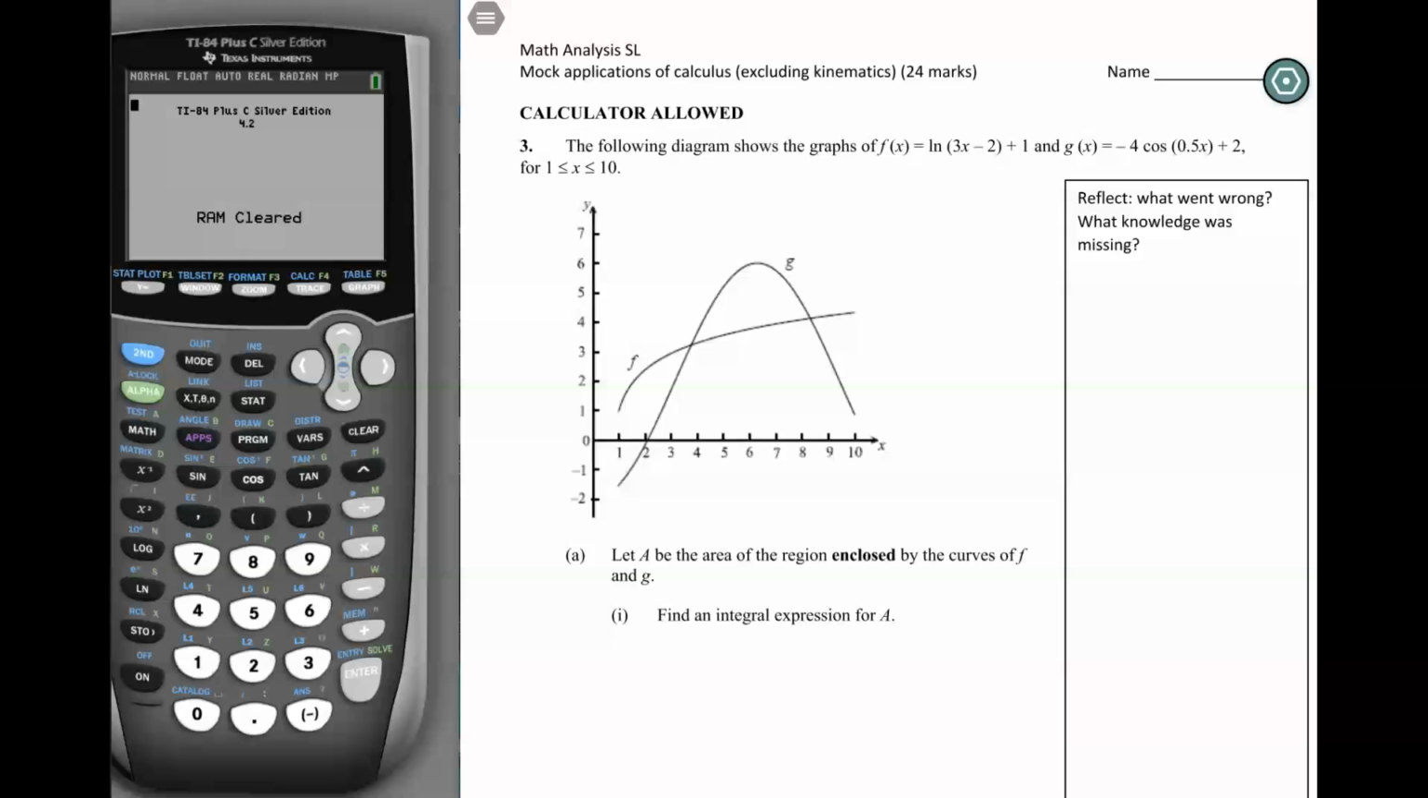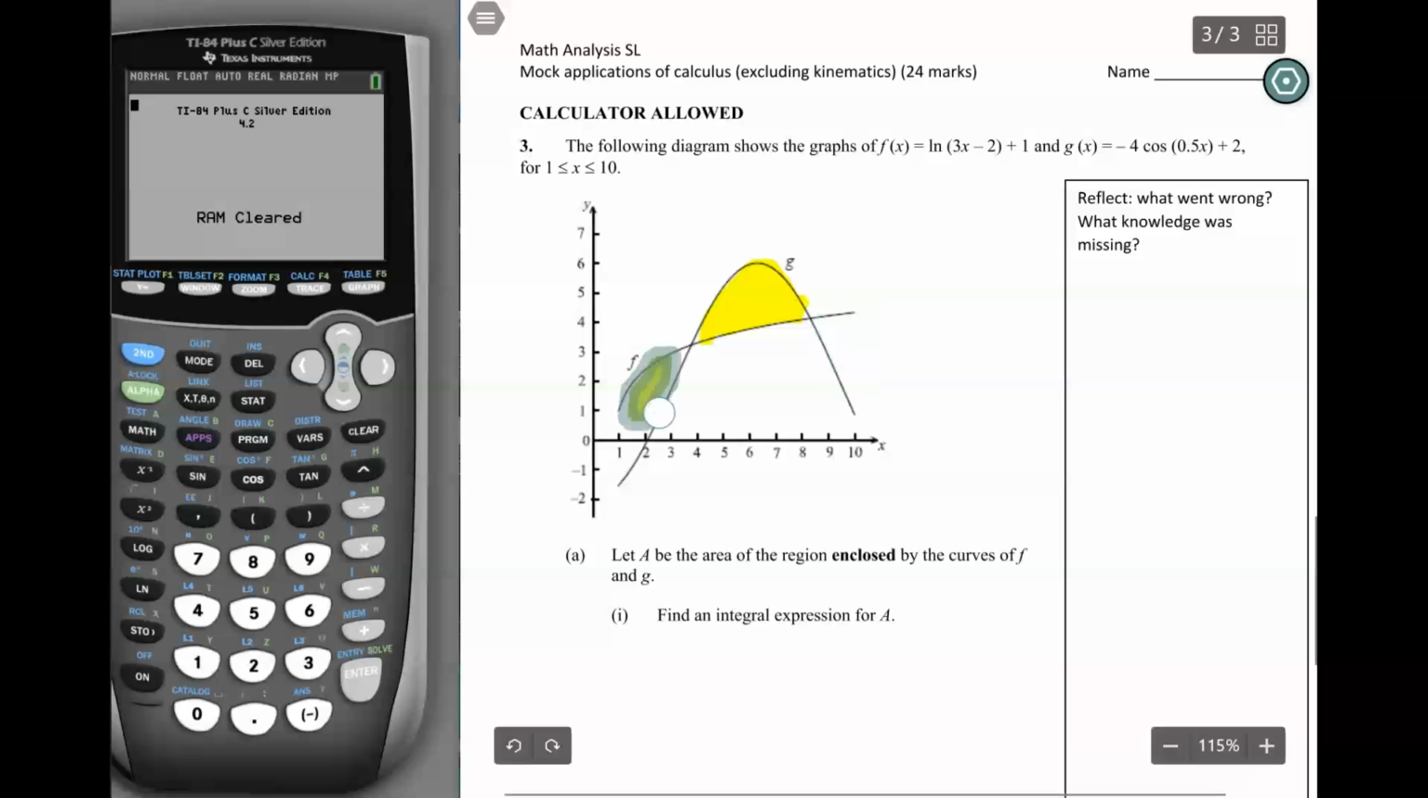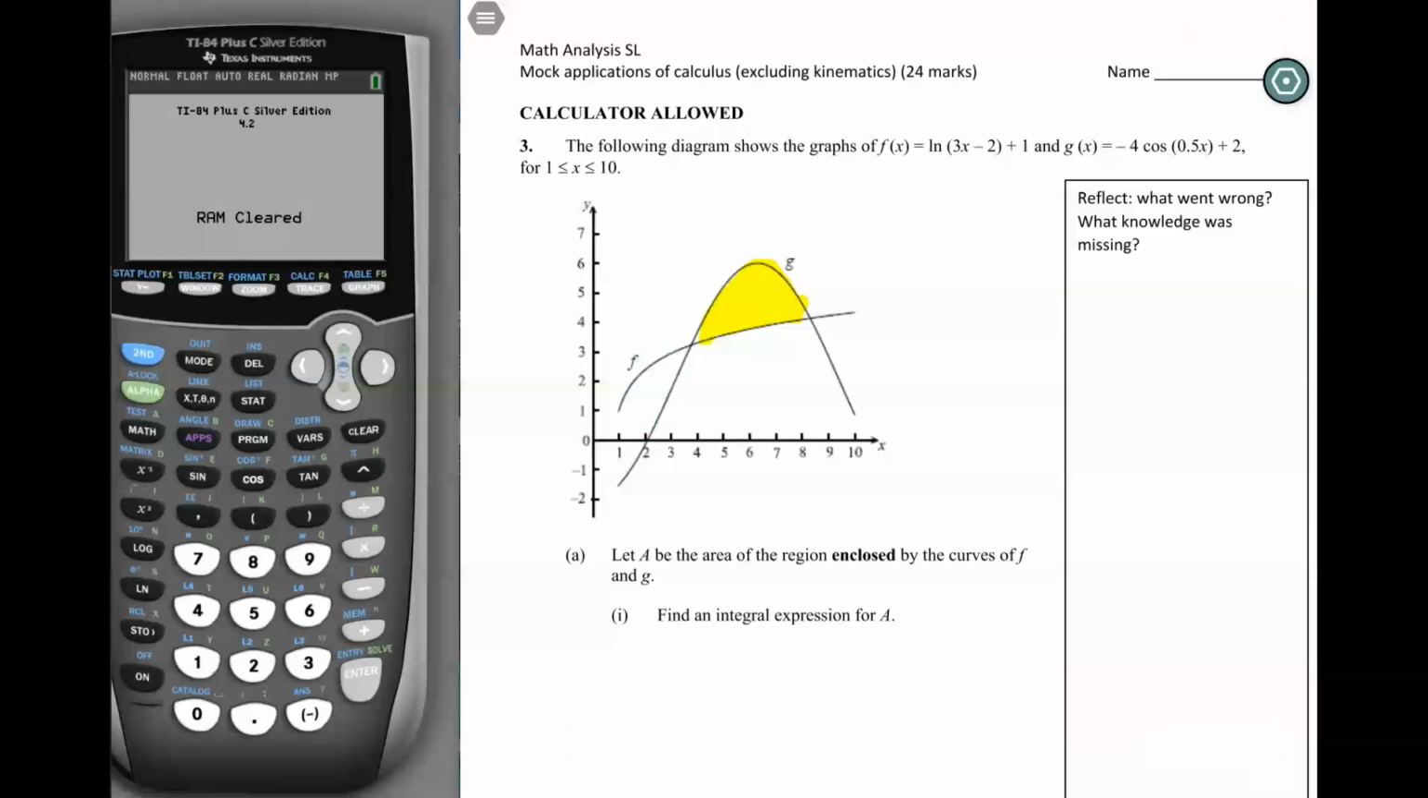The following diagram shows the graphs of function f and function g for the domain x between 1 and 10. Let A be the area of the region enclosed by the curves of f and g. Okay, what do they mean by enclosed? Well, the area that's enclosed by f and g is only this part here. What about this part here? It's not enclosed because you notice that they cut it off right there, and when they cut it off, it's no longer closed, so it's not enclosed, is it? Not this part either, so we're just talking about that middle part, okay?